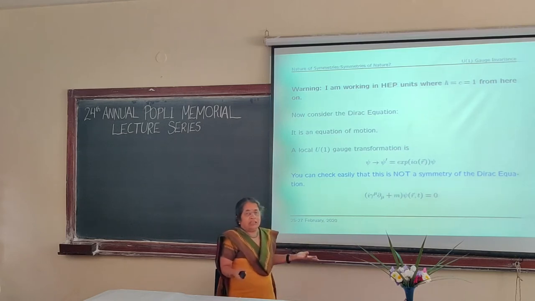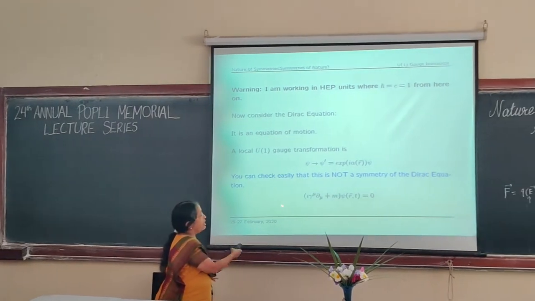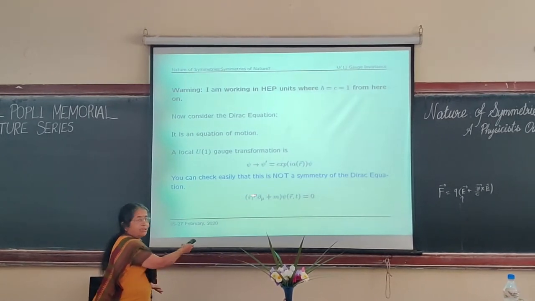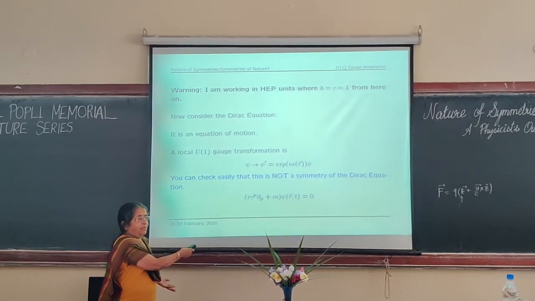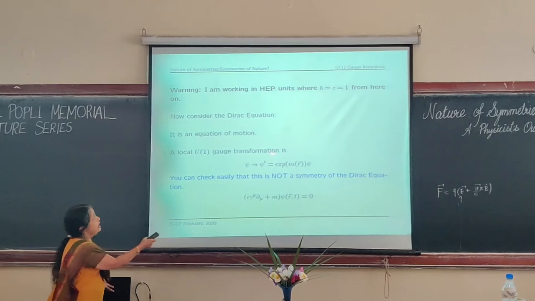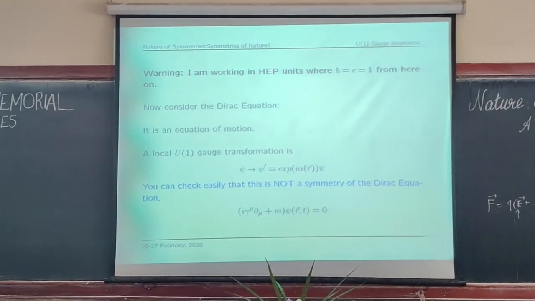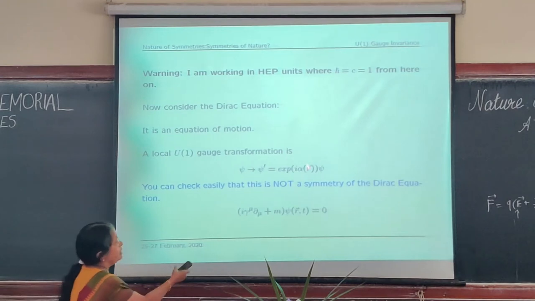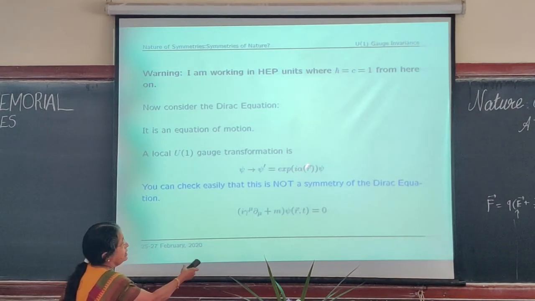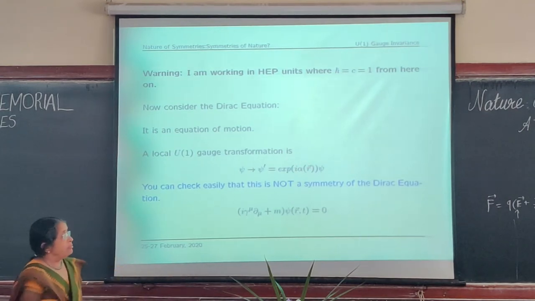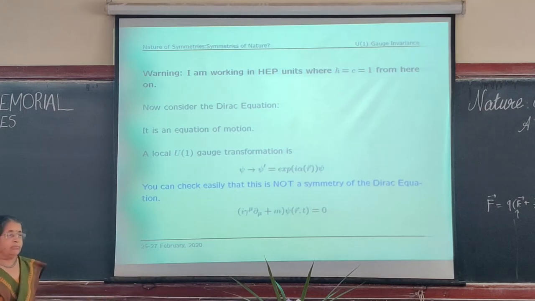And that is an additional term. So this is clearly not a symmetry of this equation. This equation of motion is not symmetric under this U1 phase transformation. And such a transformation, where your parameter depends on the position, is called a local transformation.